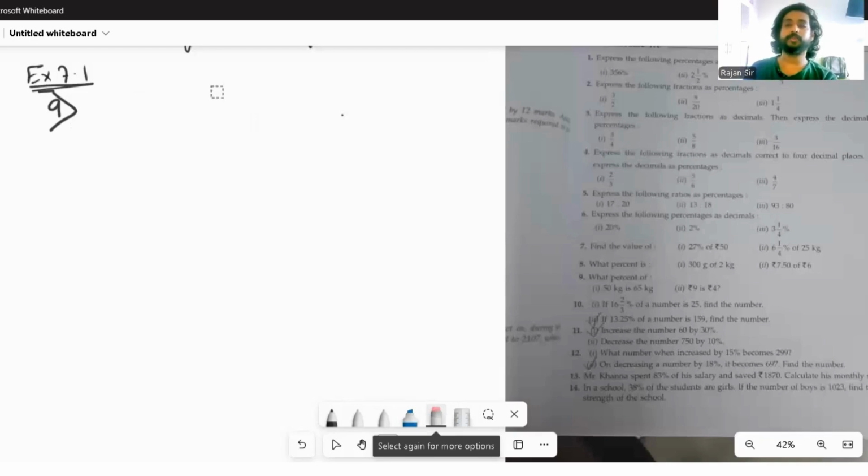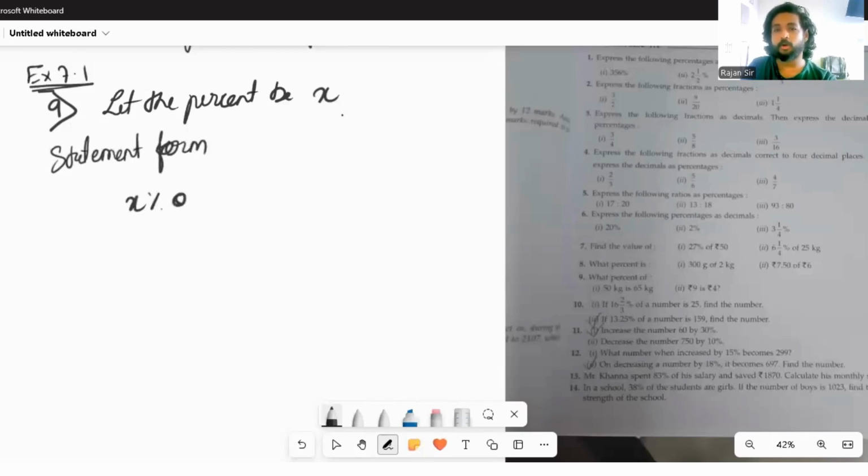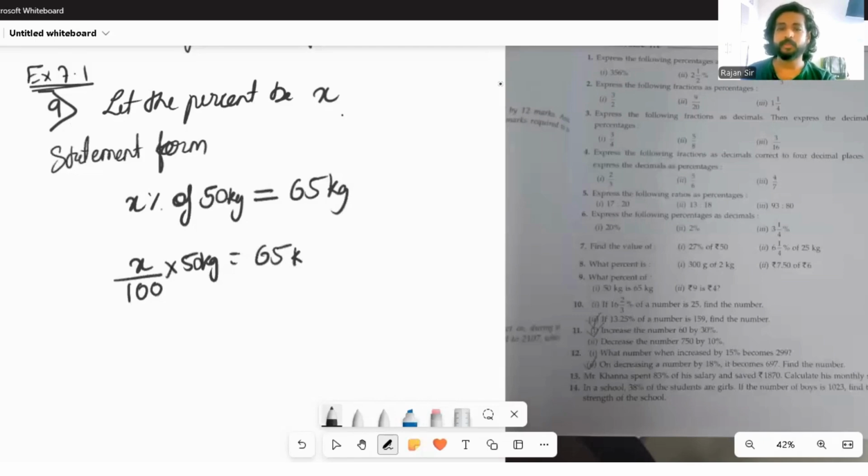Okay, so basically let the percent be x. This is how I actually see it as a statement. I'm writing this, you don't have to write this line. Statement form, I write like this: x percent of 50 kg should be 65 kg. So I hope you got it. So we have x by 2 equal to 65. That 2 will go there. So that would be 130%.